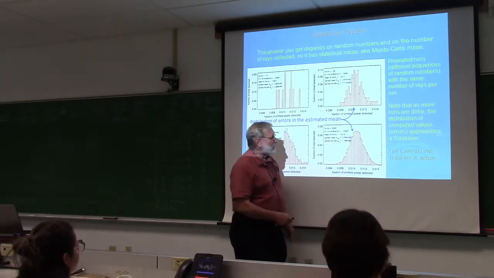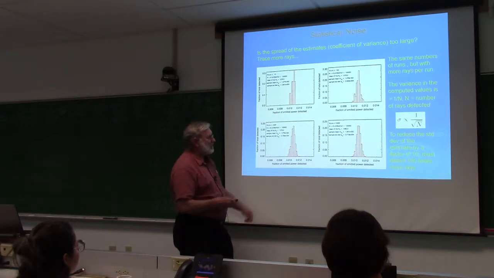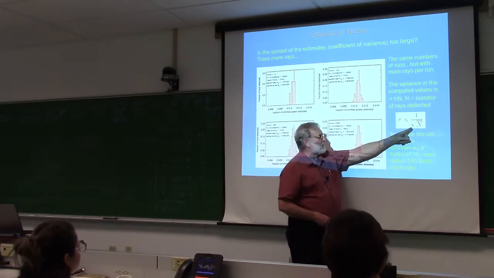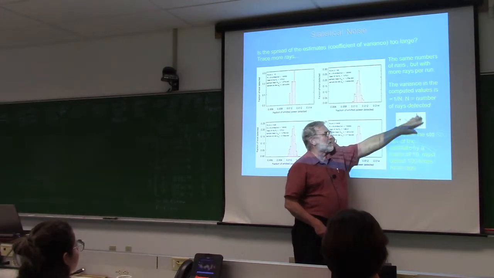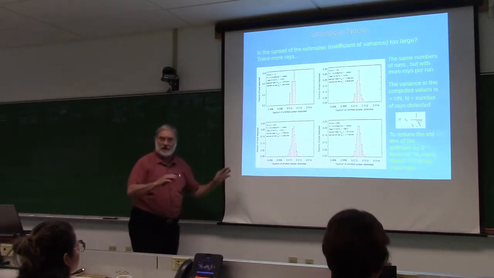So to decrease your error in your estimates, and you want to cut that by 10, you have to trace 100 times as many photons. And that's, once again, a very general result from statistics, whether it's photons you're tracing or anything else.